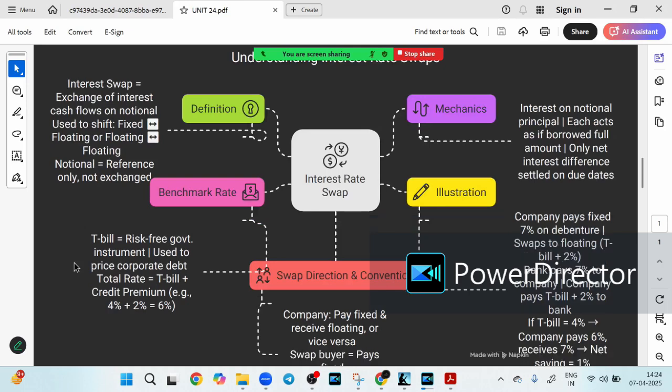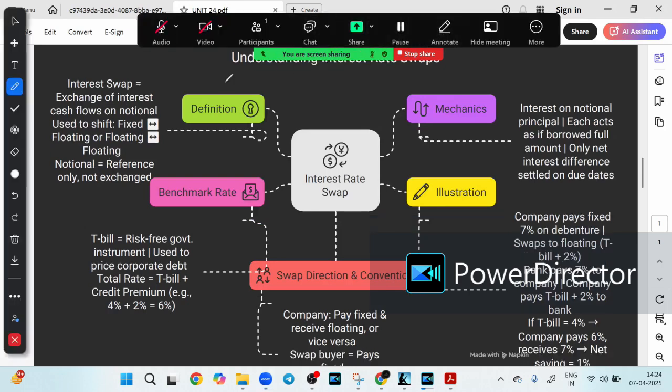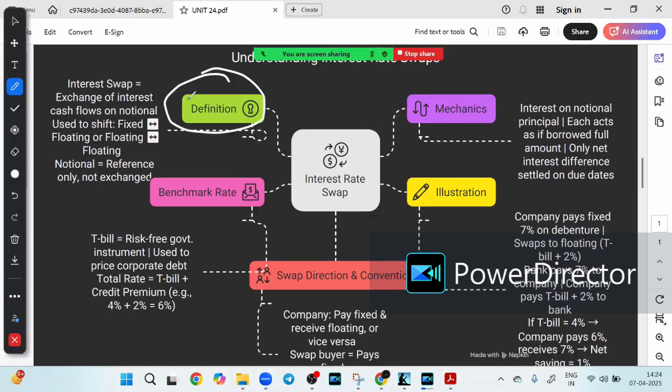So now friends, let's talk about the benchmark rate. A floating rate is often linked to a benchmark like the treasury bill, a risk-free rate. So the total floating rate can be treasury bill plus credit premium. Obviously, you have to pay some premium for exercising this interest rate swap. Now, if we talk about swap and condition, there is something called the swap buyer, who pays fixed, and there is something called the swap seller.